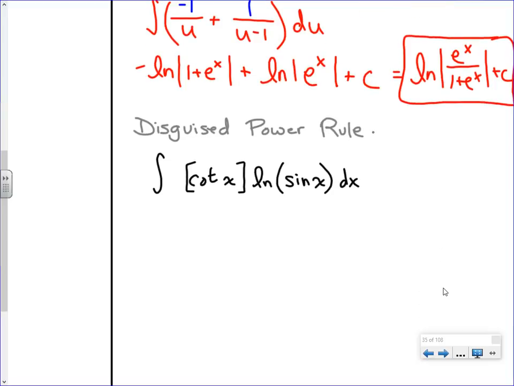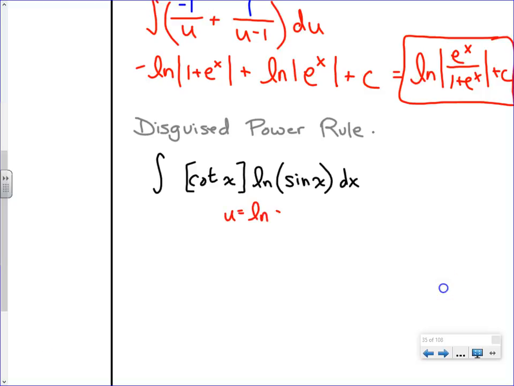How about a disguised power rule? Something times u prime. Who's u? Sine of cotangent? But wait, du would be negative cosecant squared. No. Who's u? Sine of x? Nope. ln of sine of x. Yes.